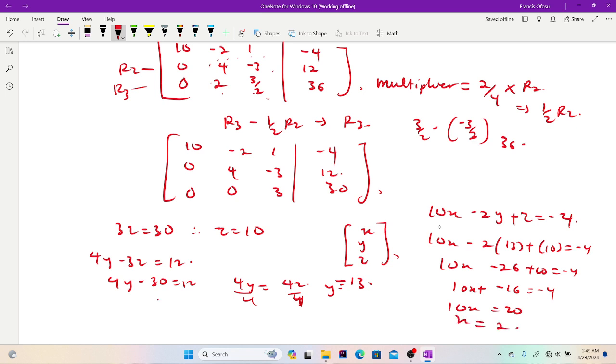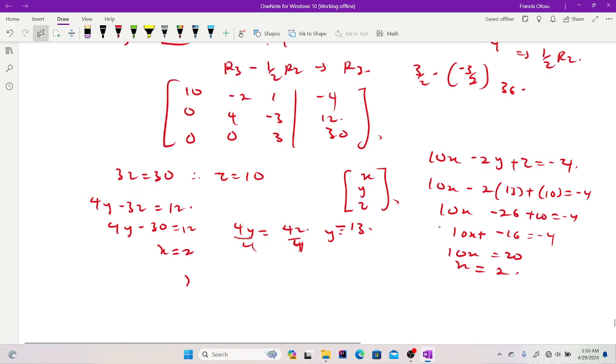So now x is equal to 2. I'm having x equal to 2, y is equal to 13, and z is equal to 10. So this is the end of our partial pivoting method of solving system of equations, which falls under Gaussian elimination.